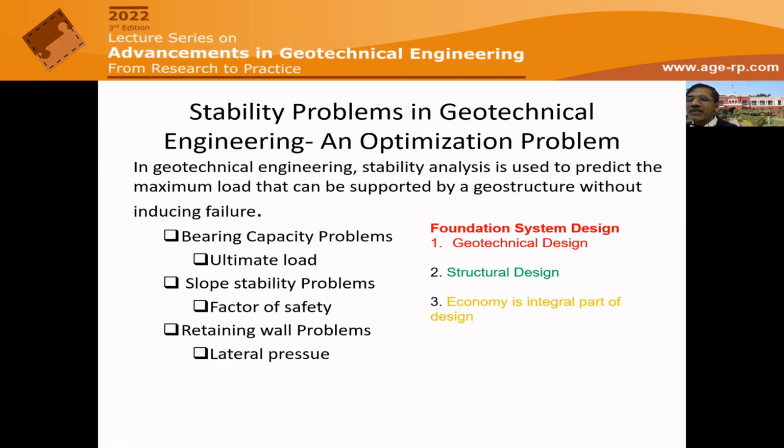One more thing is the retaining wall. What is the retaining wall? If we go for the basic Rankine's theory, there we are varying the theta value and finding that particular theta value where P active is maximum and P passive pressure is minimum. That we find out. So we have got optimization problems in geotechnical engineering.